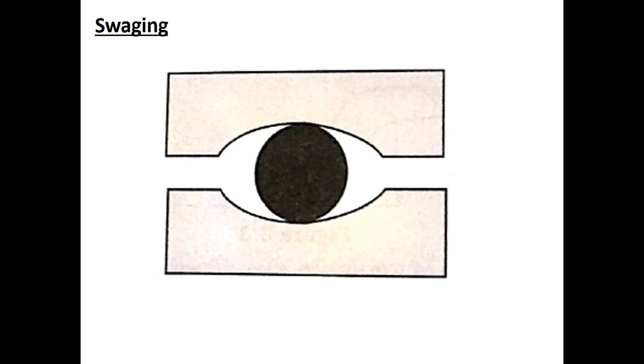And another important operation called swaging. It is actually a finishing process to convert the bar stock to a final dimension and cross-sectional shape like round, square or hexagonal, depending upon the shape of the die.